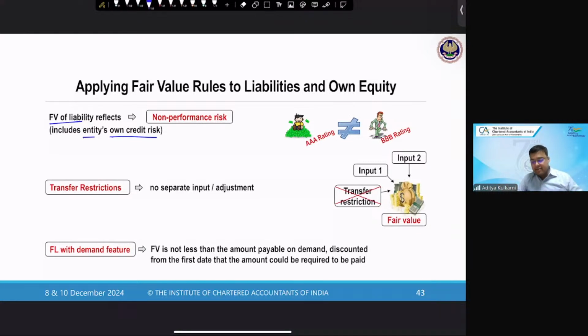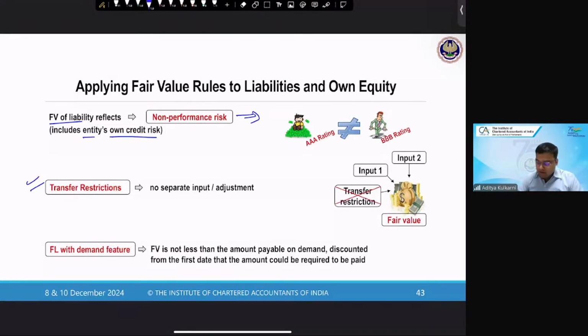So therefore, I will start off with my own credit risk to be factored in the fair valuation. And what would be that credit risk? It could be a non-performance risk. Are we able to understand? Yes, sir. Now, you will also have certain transfer restrictions that you will consider.